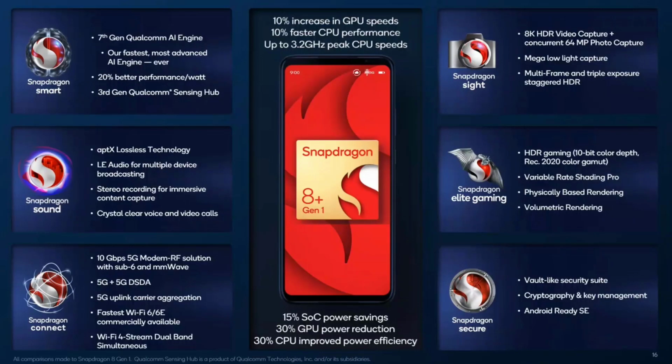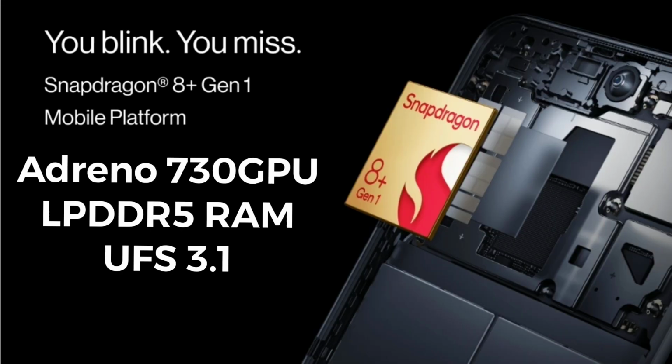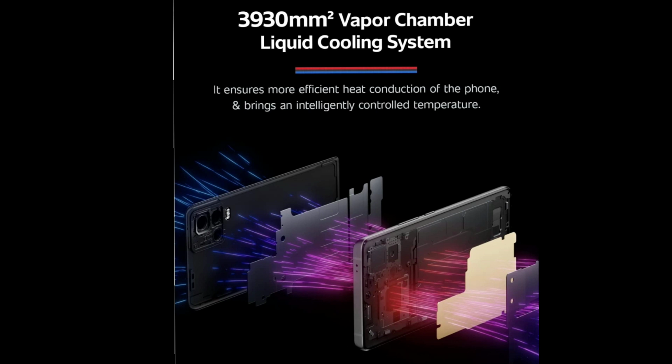Both phones come with Snapdragon 8 Plus Gen 1 based on a 4nm fabrication process by TSMC, with a max clock speed of 3.2 GHz and Adreno 730 GPU. Both have LPDDR5 RAM and UFS 3.1 storage, and their Antutu score is over 1 million. Both have large area liquid cooling systems.